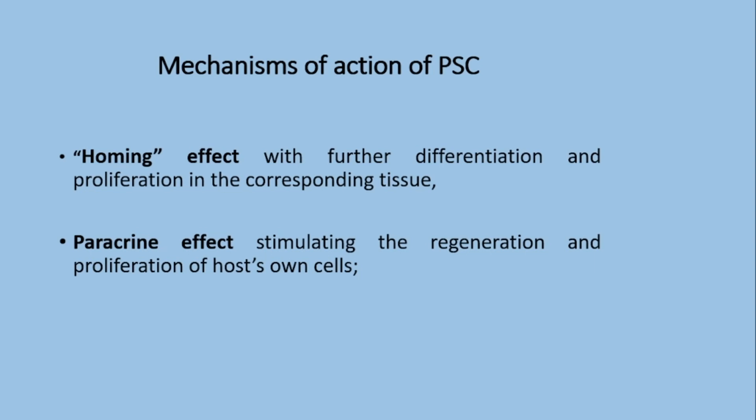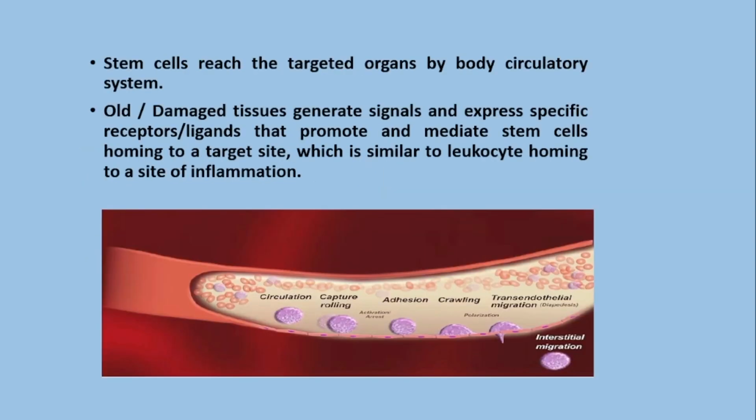We can extract two main mechanisms of its effect. The first one is the homing effect. When the precursor stem cells, after transplantation, migrate and are retained in the tissues which they belong to, in that particular organ, they further differentiate and proliferate and repair that particular tissue or organ. And the second is the paracrine effect. The paracrine effect is the stimulation of the regeneration and proliferation of the recipient's own cells. So it's direct replacement of the damaged cellular pool, as well as stimulation of the regeneration and proliferation of the recipient's own stem cells, whatever is still available.